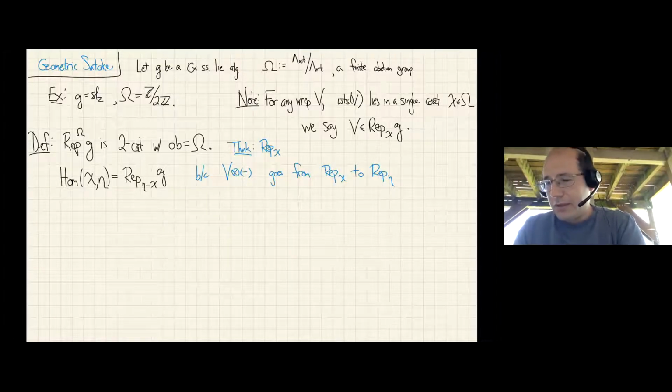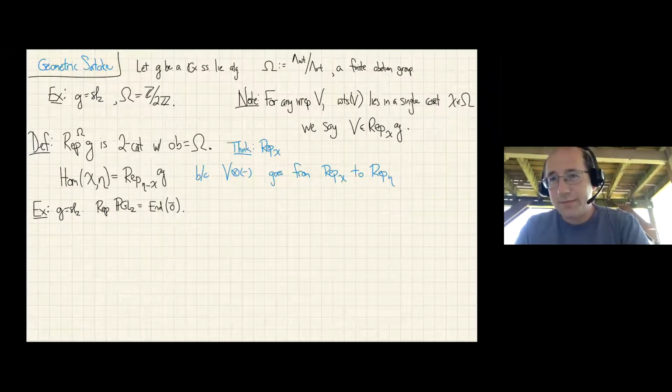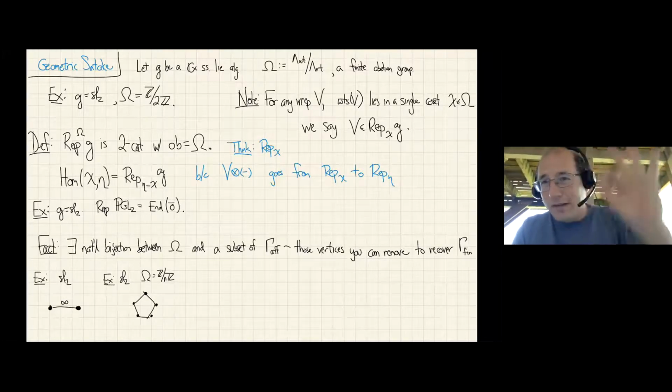For example, in the case of SL2, the endomorphisms of the zero object are going to be representations whose weights are even. That's what Rep 0 means. So it's going to be representations of PGL2. If you want to get representations of SL2, you need to look at a sum of Hom spaces, both Hom from 0 to 1 and Hom from 1 to 1, for instance. So it's basically representation theory, only we're keeping track of this small bit of extra data based on the group Omega.